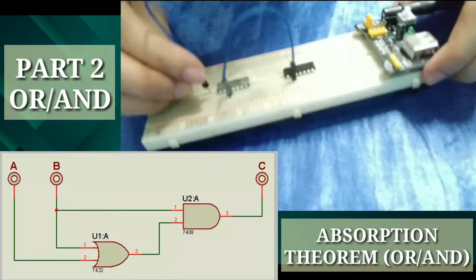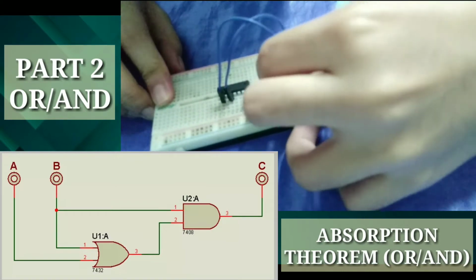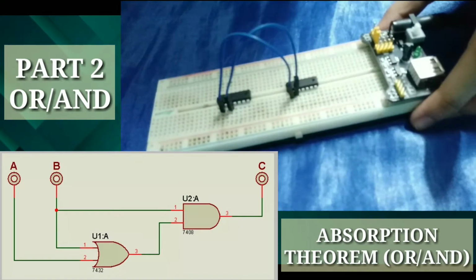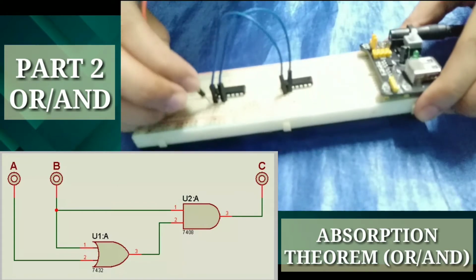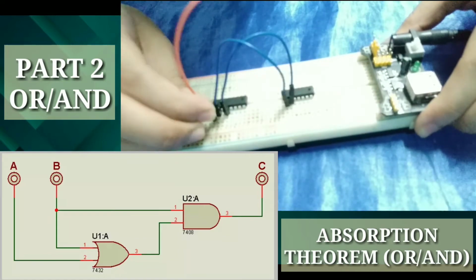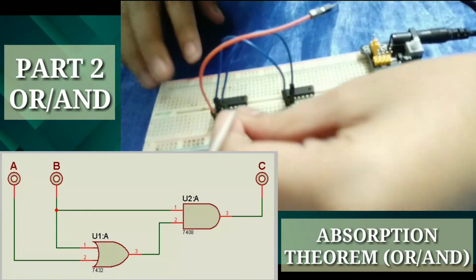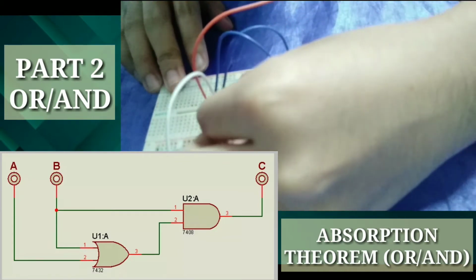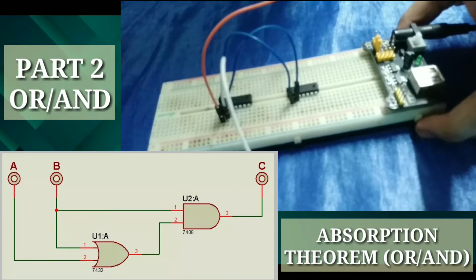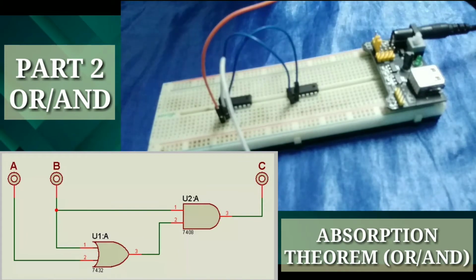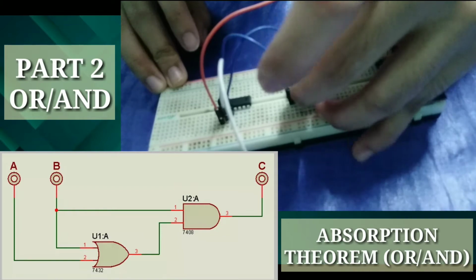The pin number 1 of both of the ICs is connected to each other, like this. And from the pin number 1 of our 7432, we will be connecting in series our input B. Meanwhile, our input A will be connected to the pin number 2 of the 7432. And now, our output will be connected to the pin number 3 of the 7408 IC.